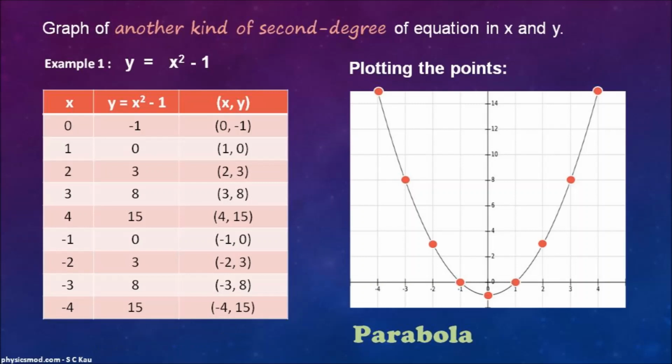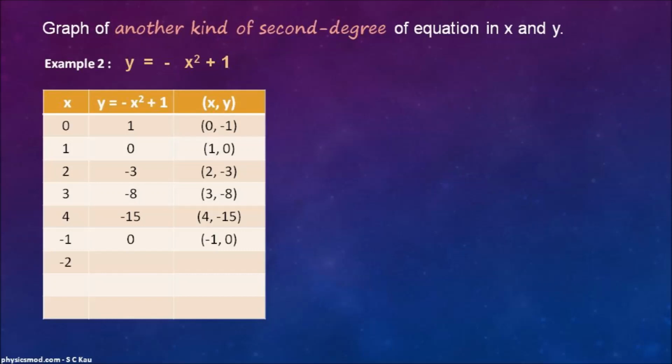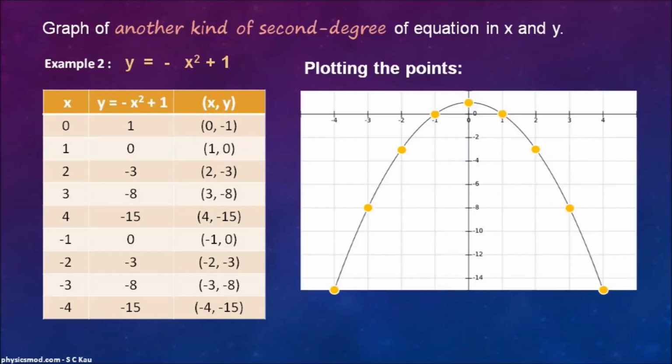And this graph is a parabola. Since a is greater than 0, that is, equals 1, then the parabola is opening upward. Otherwise, if a is less than 0, it's opening downward. Let's have example 2. The graph of the parabola opens downward since a is less than 0.